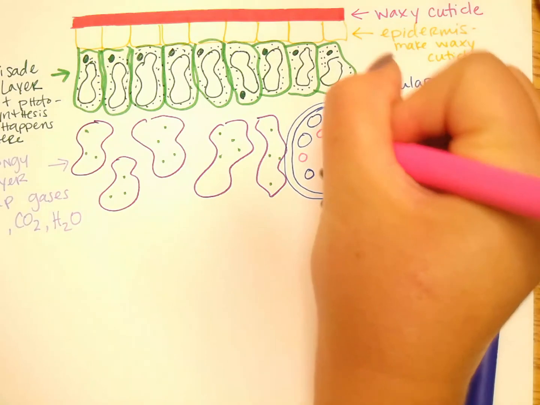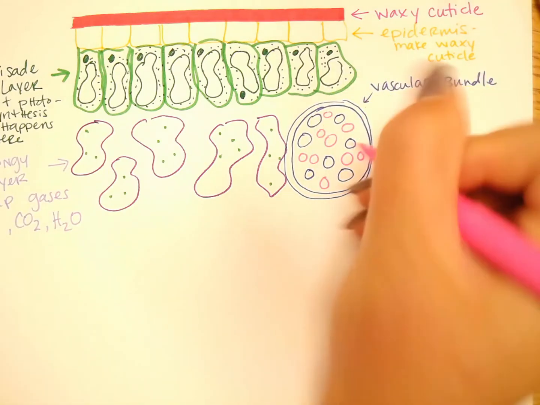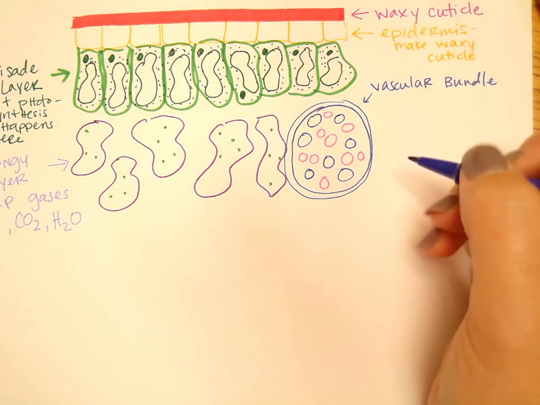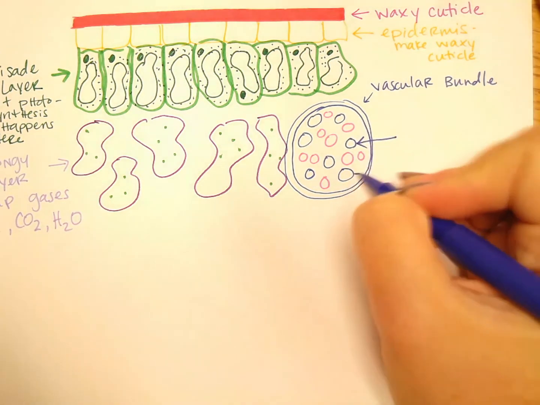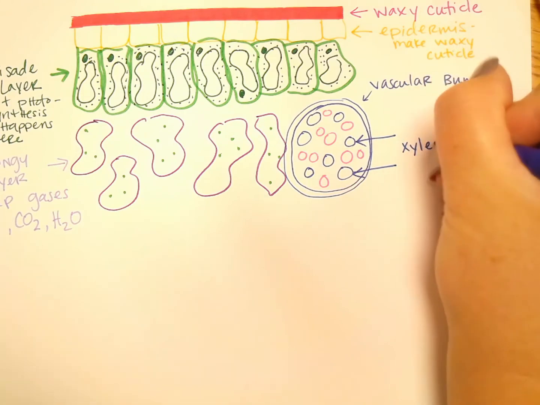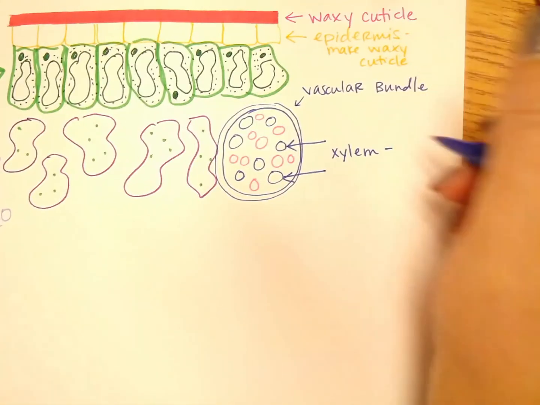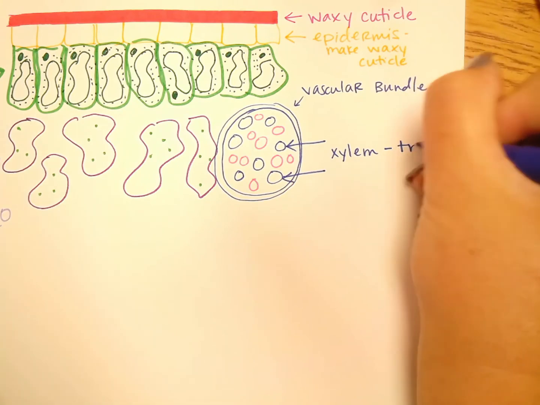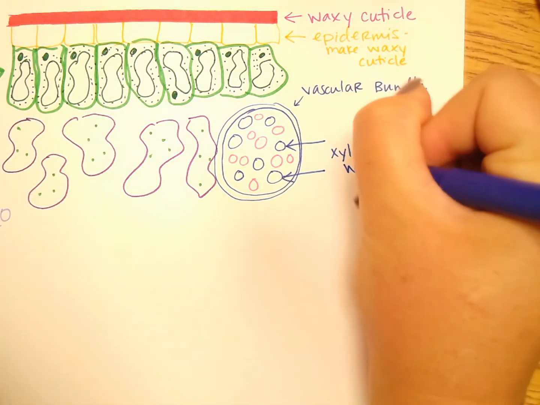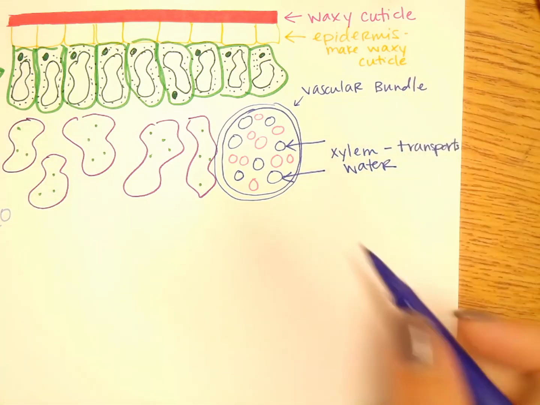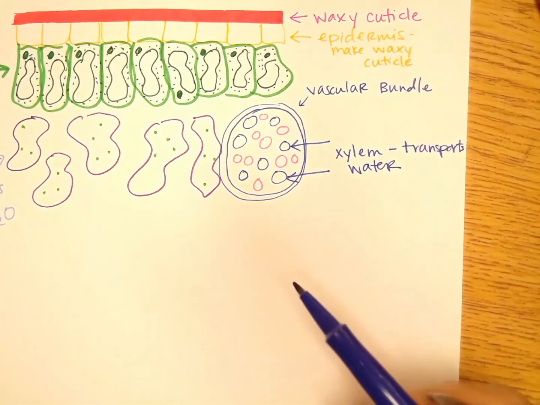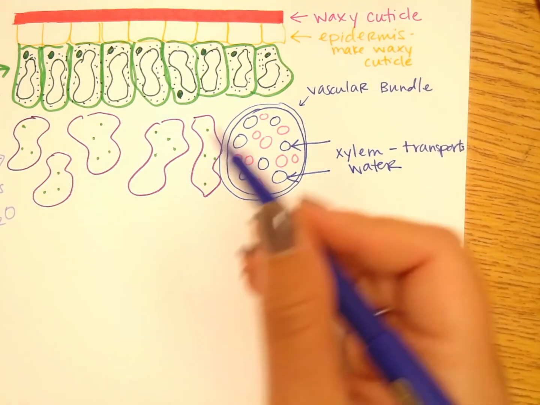So when we look, we have kind of these circles, right? Like a cross-section of a tube that carries water to your house. And our blue ones are going to represent our xylem. Xylem transports water throughout the plant. So it's taking water to all of these cells that are going through photosynthesis, right? And so it has a very important job.